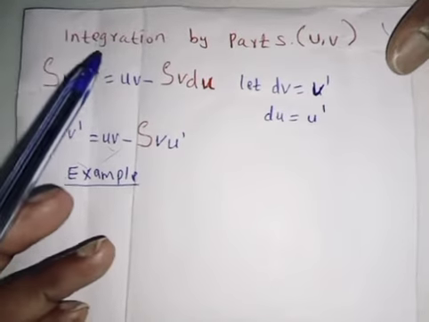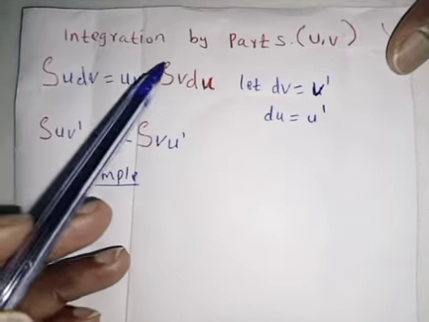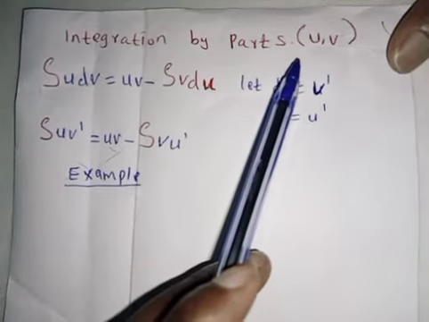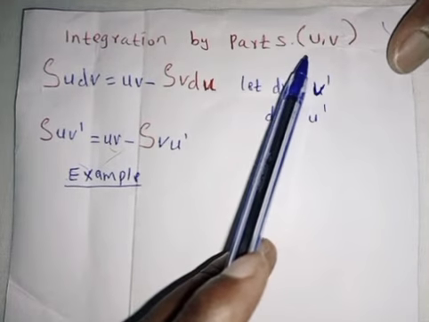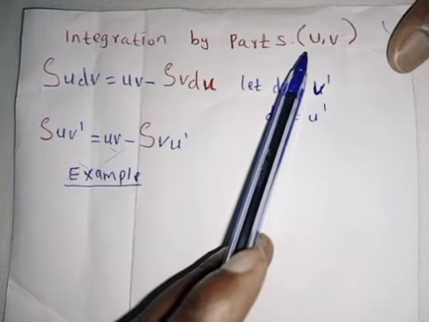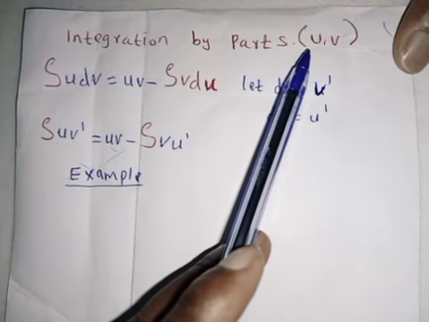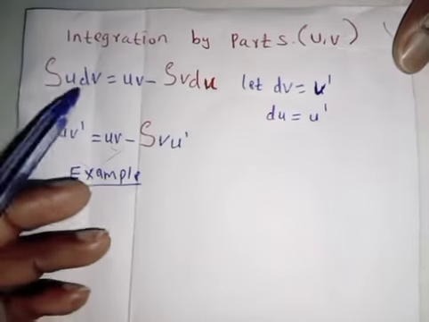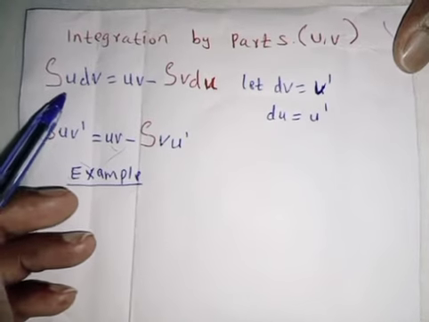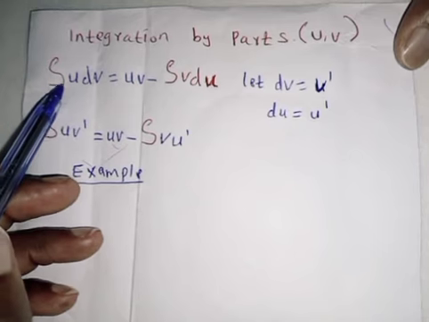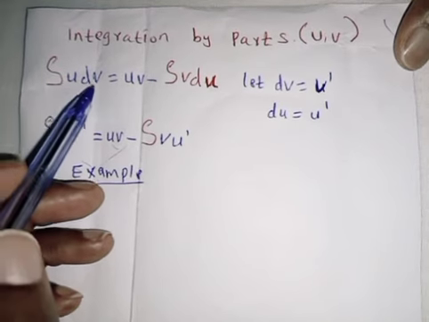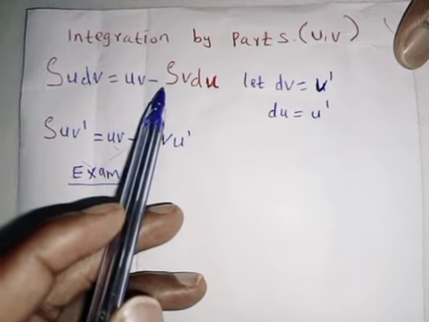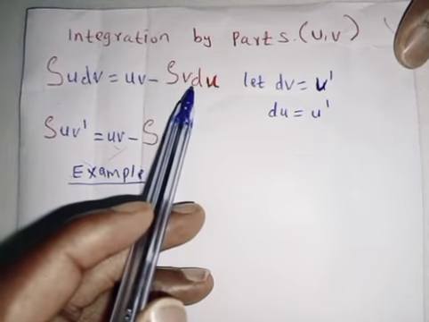So today in this Calculus 2, we are considering integration by parts. Integration by parts works properly when you have two functions which are continuous, differentiable and integrable. So we are going to consider functions u and v. This is the formula for integration by parts, which says that when you are given the integral of u dv, the answer will be uv minus the integral of v du.